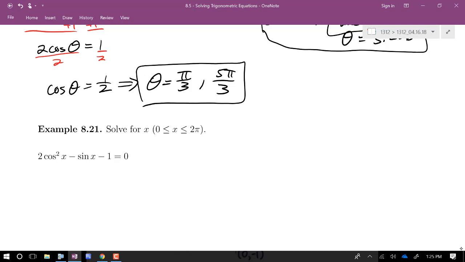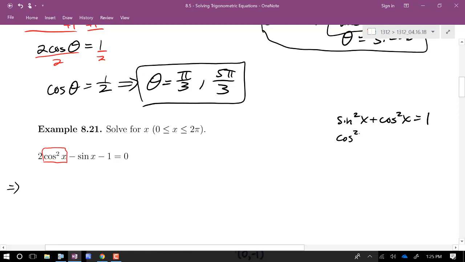So I really want to be able to try to write this in terms of one function. And lucky for us, we have a nice Pythagorean identity that'll do it for us. We can use Pythagoras to help us rewrite cosine squared x. What does Pythagoras tell us? Okay, yeah, so we know that sine squared x plus cosine squared x is 1. So we can use this to rewrite the cosine squared. That means cosine squared x is 1 minus sine squared x. That's Pythagoras.